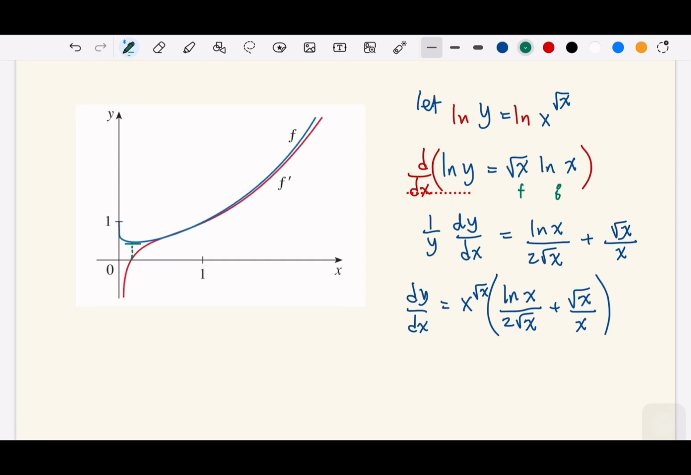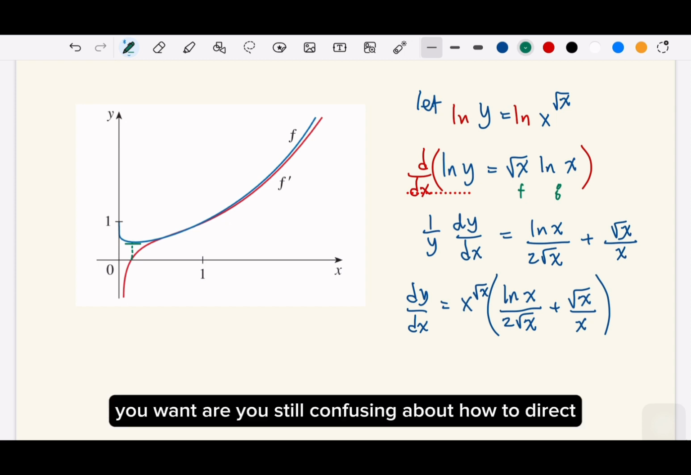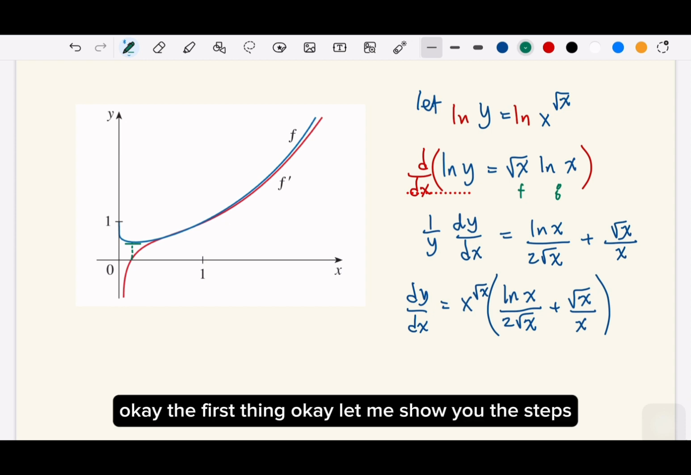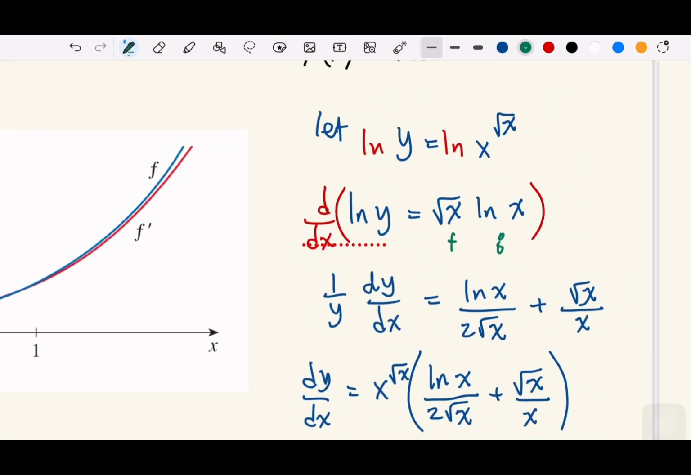Any question about this part? Are you still confused about how to derive this? Can you do that again, the derivation for that? Just do the derivation again, sir. This one? Yeah. From this one? Yeah. Okay, the first thing, okay, let me show you the steps.